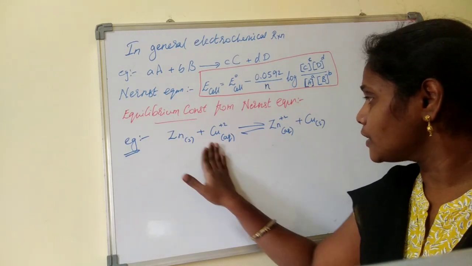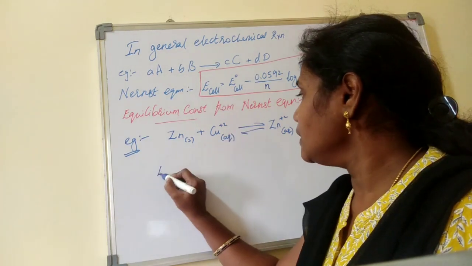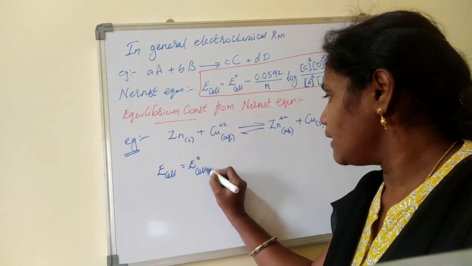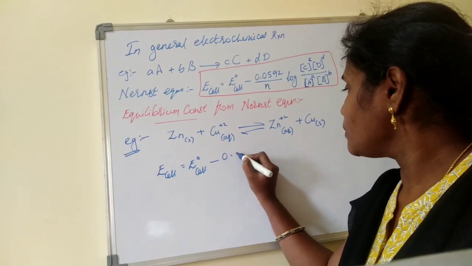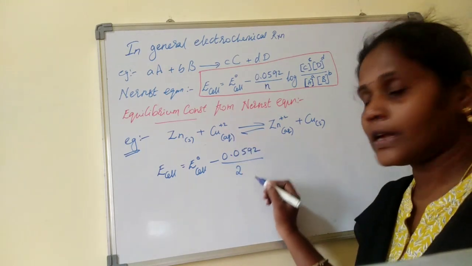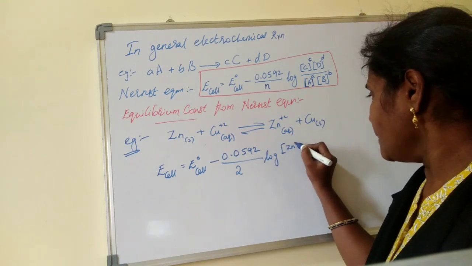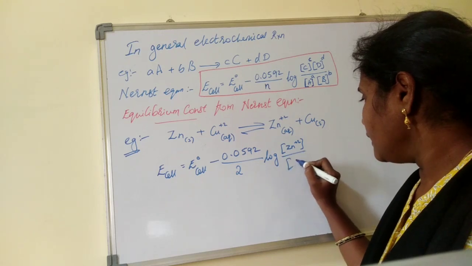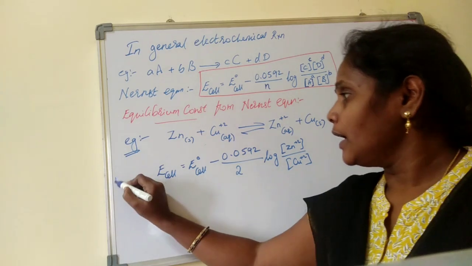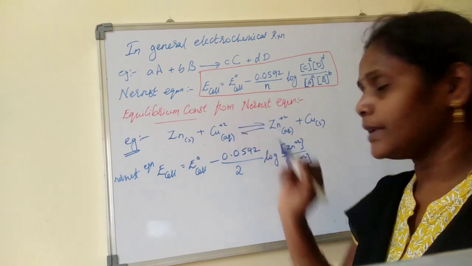The Nernst equation for this can be given as, so Nernst equation, let us write again. E cell is equals to E naught cell minus 0.0592 by 2, I am writing because I know for this reaction the number of electrons is 2, and log product concentration by reactant concentration, right? This is actually the Nernst equation for my above reaction.